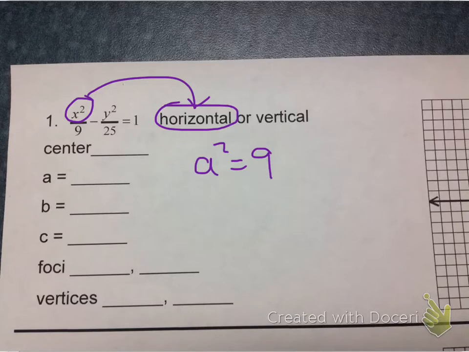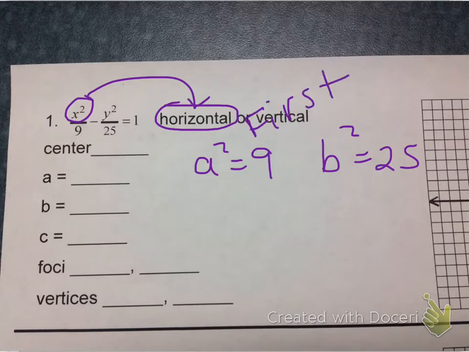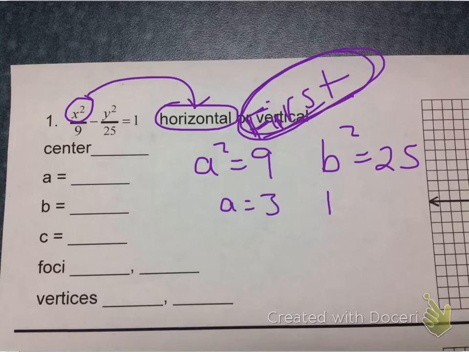And b squared will be 25 because it is second. So this is all based on the fact that the first denominator and the first variable that you come across, it's not which one's bigger this time, it's which one comes first. So if a squared is 9, that means a is going to be 3. And if b squared is 25, that means b is going to be 5. So I have 3, and I have 5, and all of my centers are going to be at 0, 0.